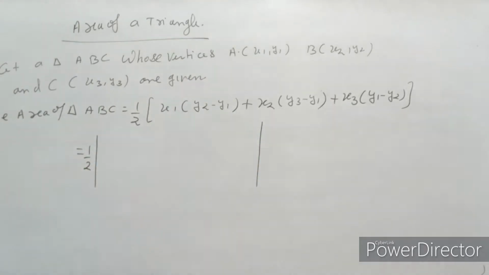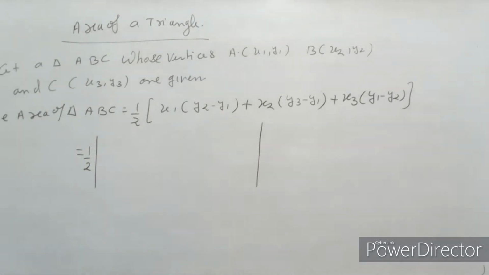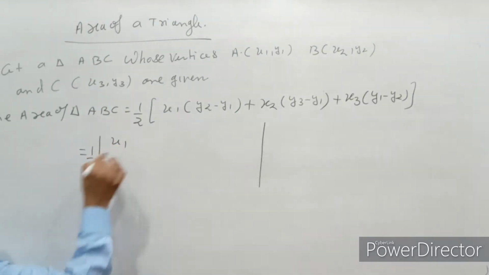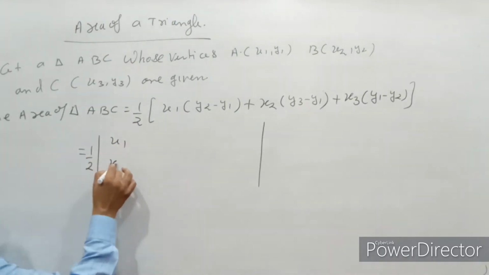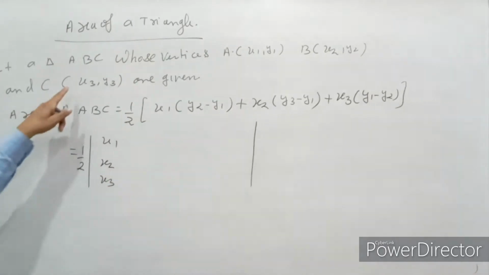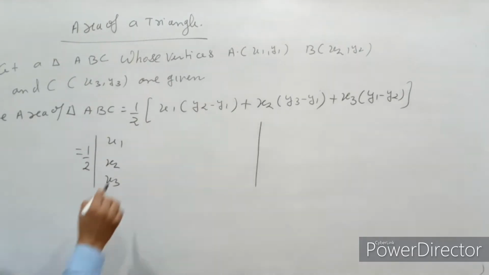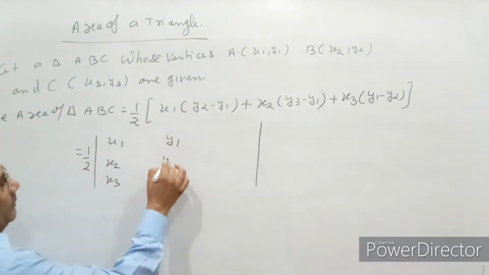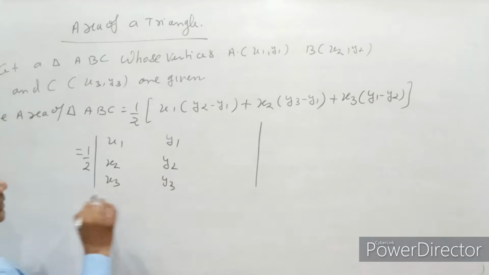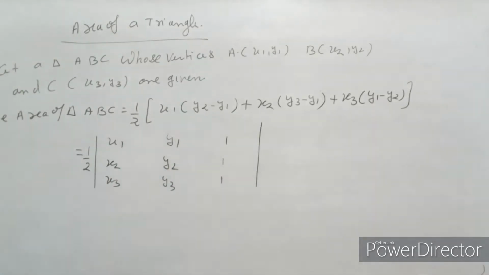Now we can express this in the form of a determinant as follows. See, x1, x2 and x3, which are our coordinates, we write as the first column of the determinant. Then y1, y2 and y3 as the second column, and 1, 1, 1 as the third column.